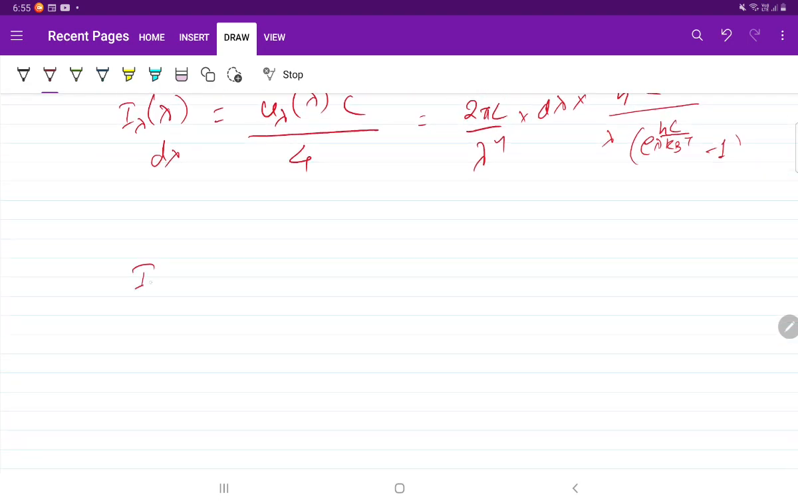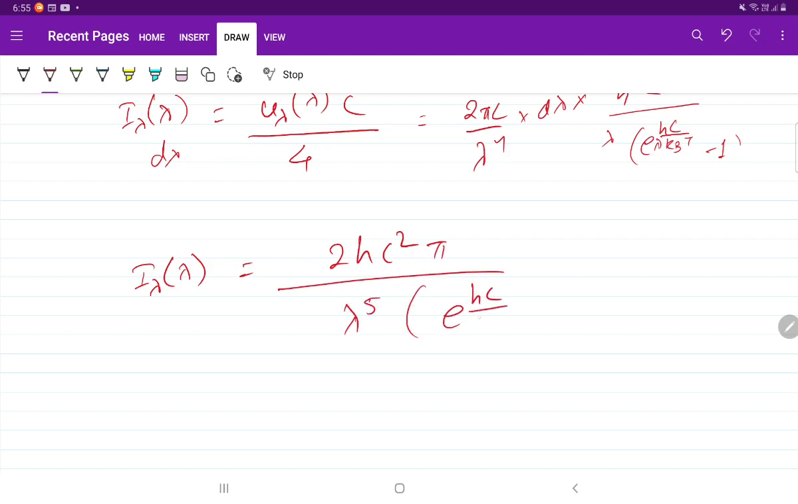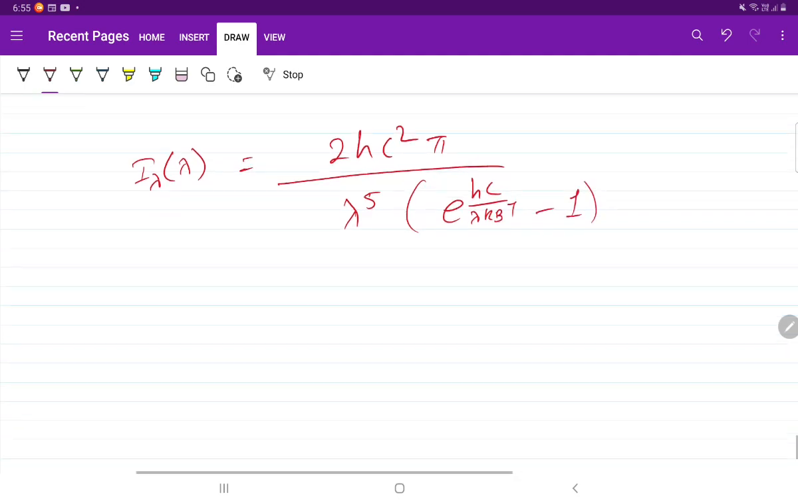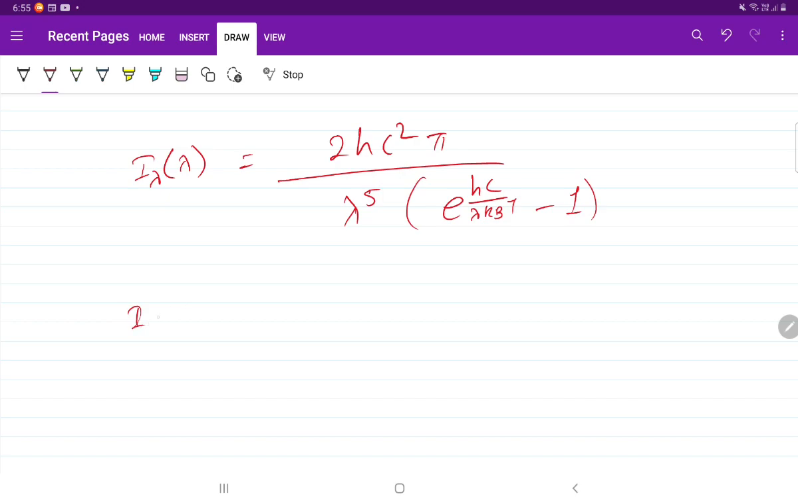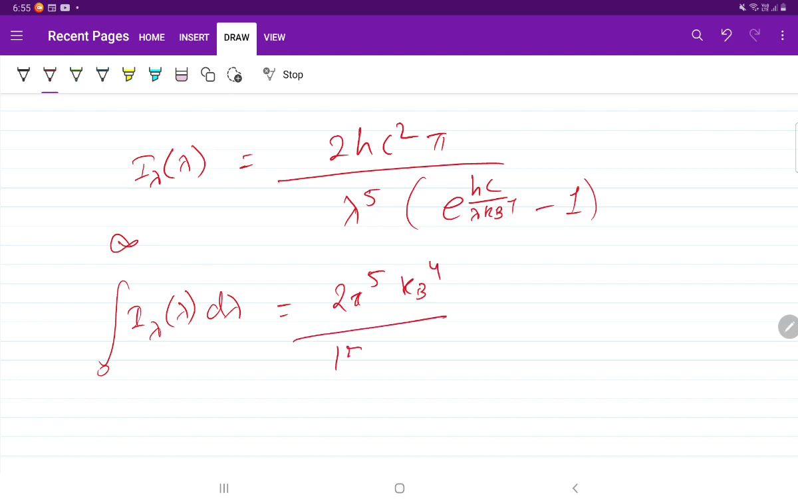So finally, I'll get I lambda as a function of lambda, that is the spectral intensity density, as 2 pi hc square by lambda to the power 5 into e to the power hc by lambda kBT minus 1, right? And if you integrate the spectral intensity over 0 to infinite wavelengths, you will get a result like 2 pi to the power 5 kB to the power 4 by 15 c square h cube into T to the power 4.